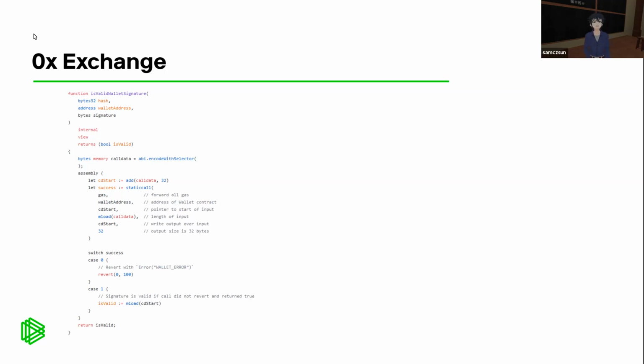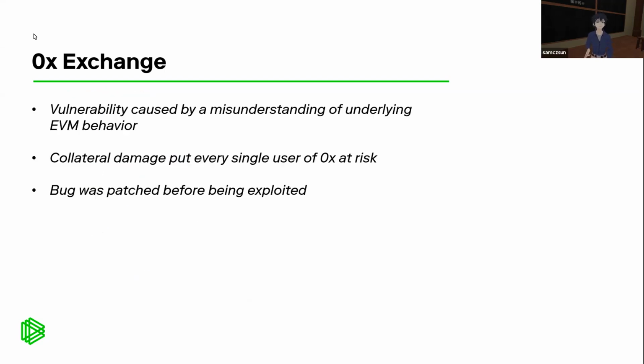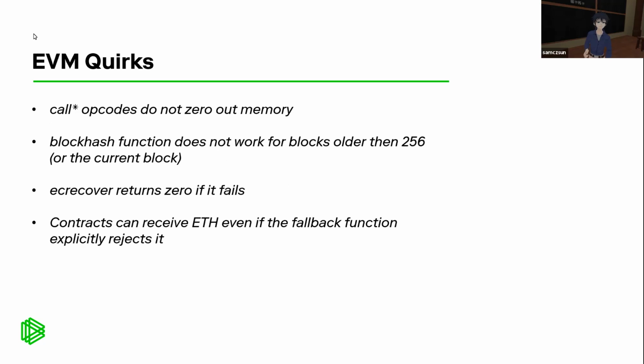Putting these two issues together, this basically means that 0x can be tricked into considering the byte string 0x04 as a valid signature for any EOA, because they will always pass this wallet signature check. Obviously, this is very non-ideal, and the damage put essentially every user of 0x at risk. Fortunately, the bug was patched before users could be exploited, but this incident did teach us that, to write a smart contract securely on Ethereum, you need to be aware of the various quirks of the EVM.